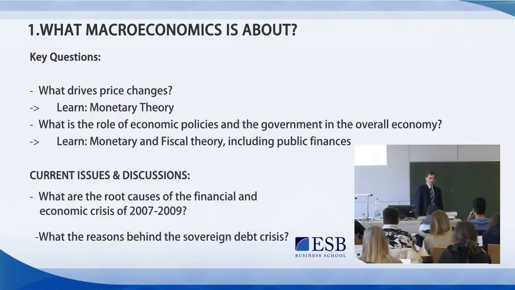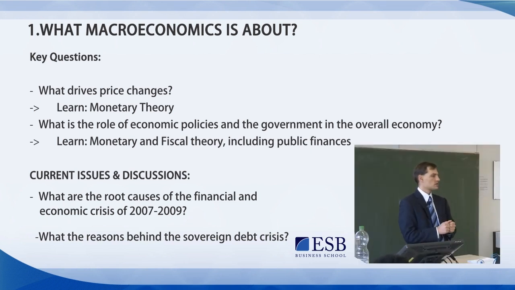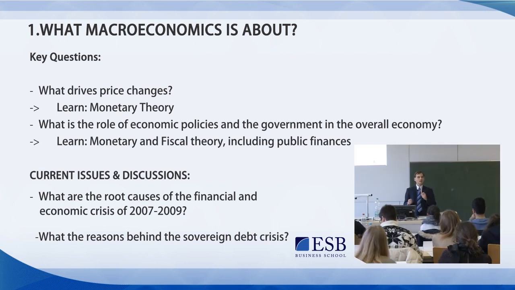So a possible definition of macroeconomics is that we study the structure of the aggregate economy. Aggregate means the overall economy. We sum up all the households, all the corporations, and then we study the relationships, the interaction of these blocks. And we study the impact of the central bank, monetary policy, and the government, fiscal policy, on the overall economy.